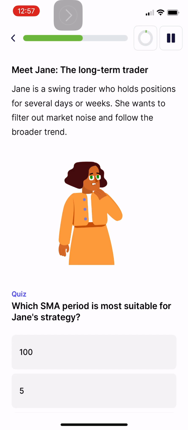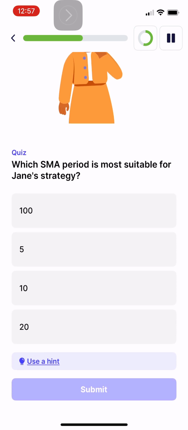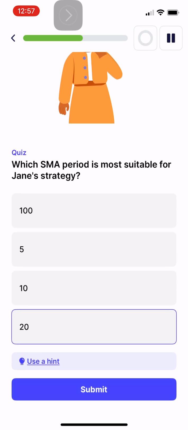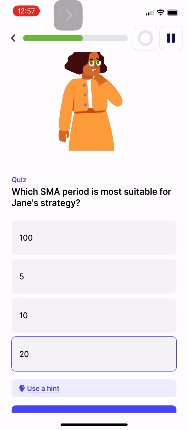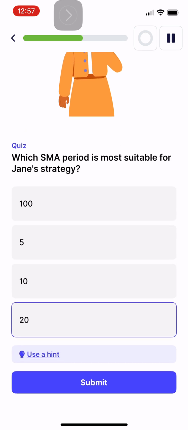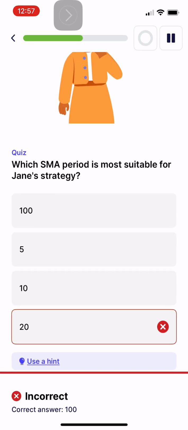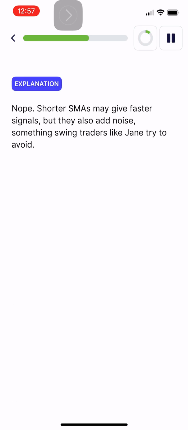Time for a quick quiz. Jane is a swing trader who holds positions for several days or weeks. She wants to filter out market noise and follow the broader trend. Which SMA period is most suitable for Jane's strategy? 100, 5, 10, 20. No, the correct answer was 100. Shorter SMAs may give faster signals, but they also add noise, something swing traders like Jane try to avoid.